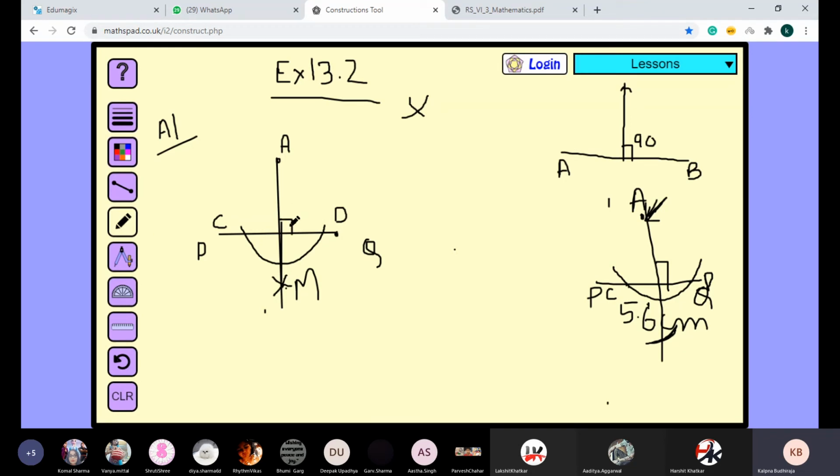Have you understood the construction? Have you all understood the construction? Yes, yes, ma'am. Any doubt? Are you able to obtain? No, ma'am.